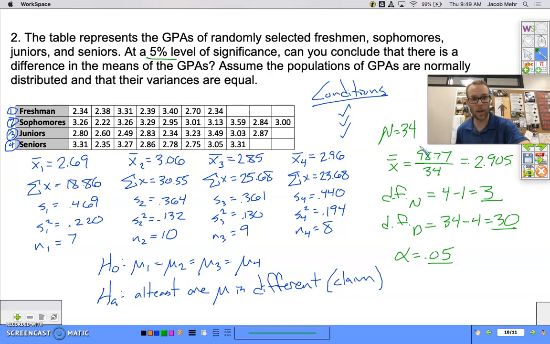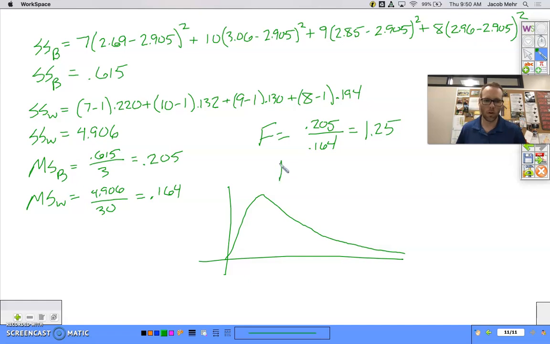Here we go. I'm on page A23. The degrees of freedom of the numerator is 3, so I find that across the top. And then I go all the way down to 30, and I see 2.92. So our critical F value, 2.92, sets that region right there. Our test statistic is not in there.